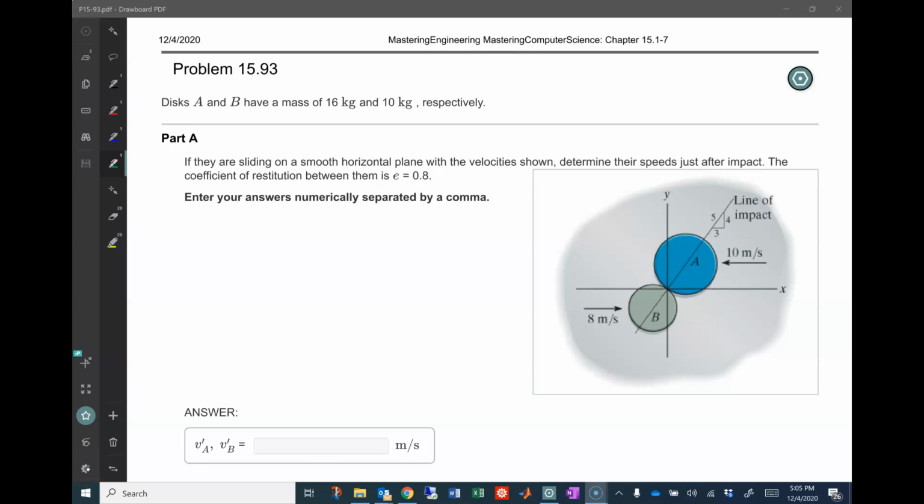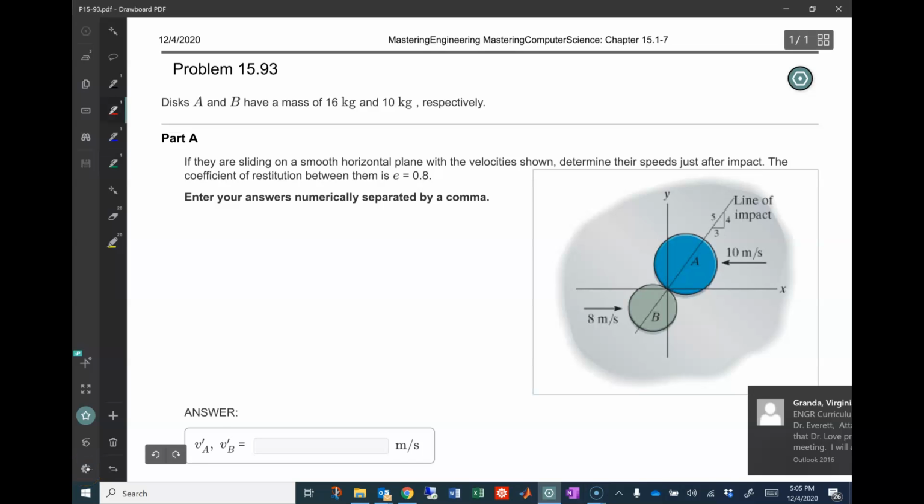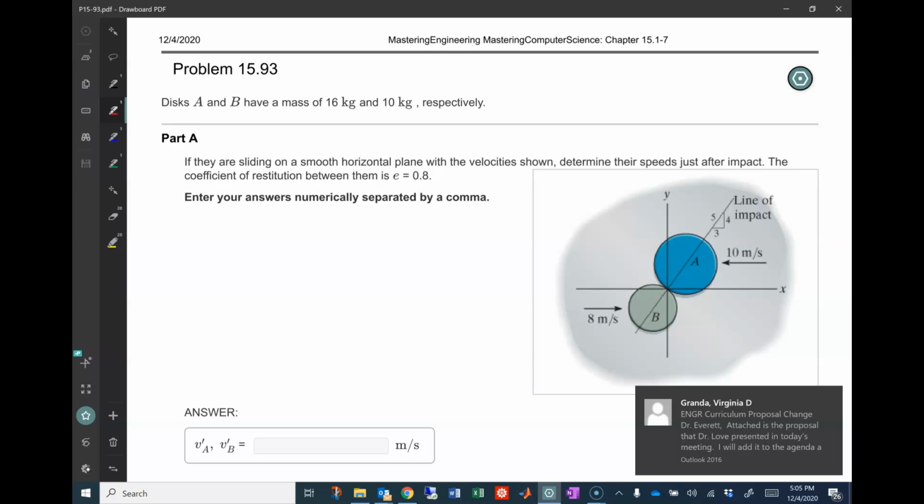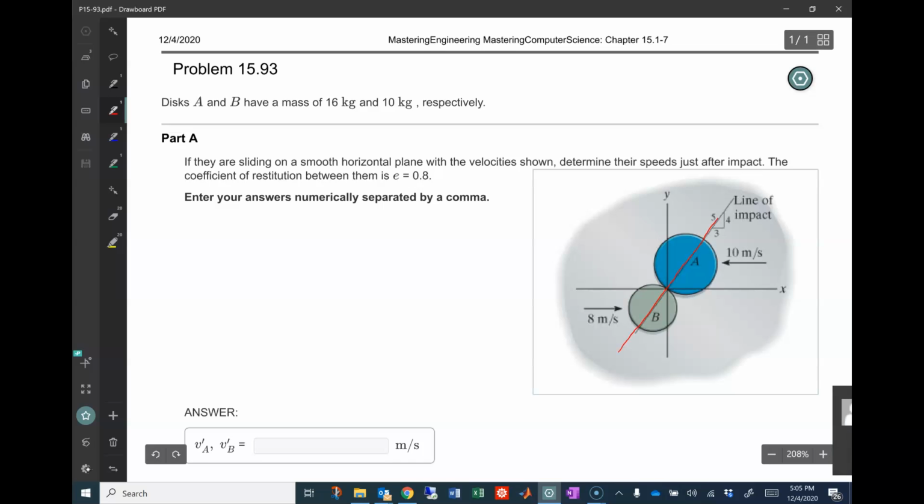First thing you do is find the normal and plane direction. Remember how I told you how to find the normal direction. The book calls it the line of impact, but it's the normal direction. You apply your momentum to both A and B along the line of the normal direction. So let's do that.